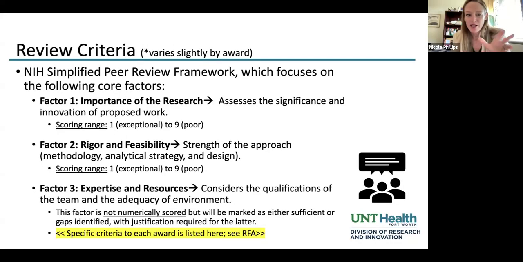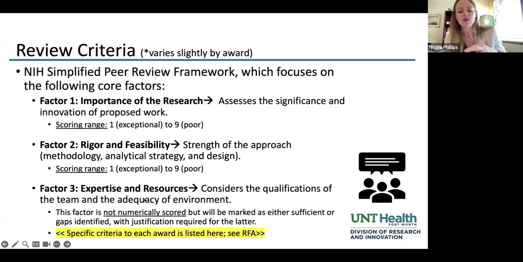So the review criteria, again, we're using the new simplified peer review framework. So probably most of you are familiar. There are two scoreable factors, which include the importance of the research. Essentially, this is kind of a catch-all of significance and innovation. And then factor 2 is rigor and feasibility. This is where the approach is evaluated, which includes the methods, the analytics, and the design itself. And those are scoreable again.